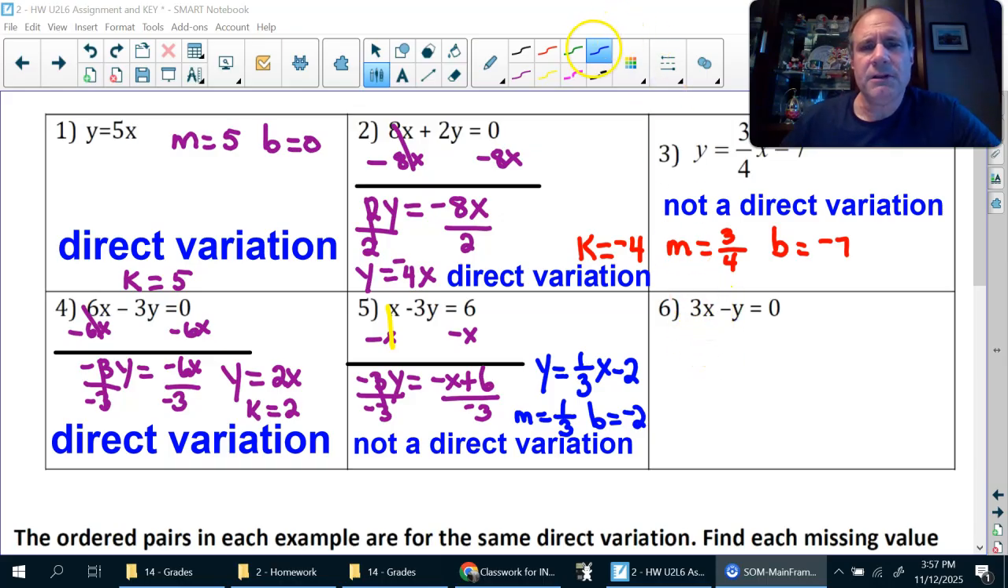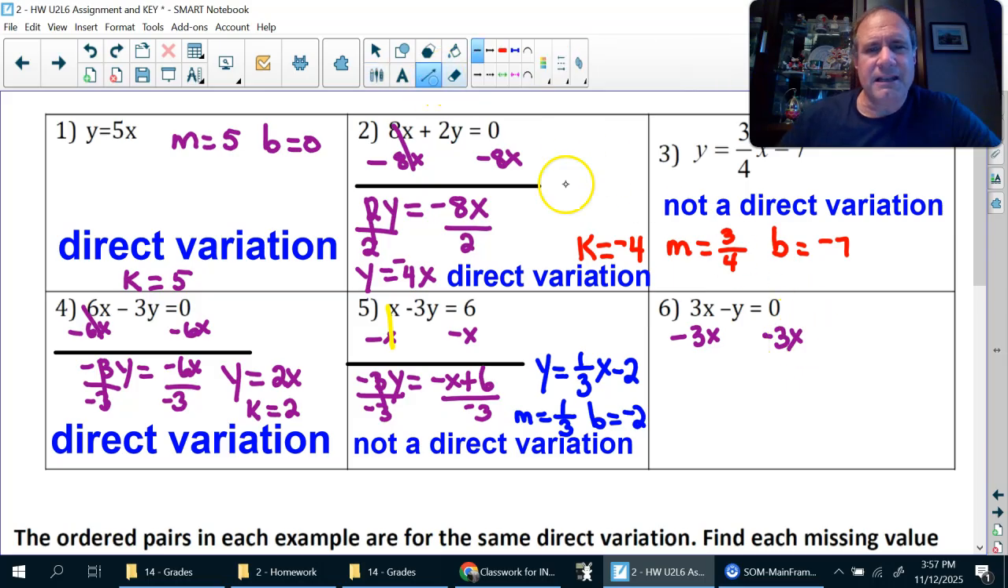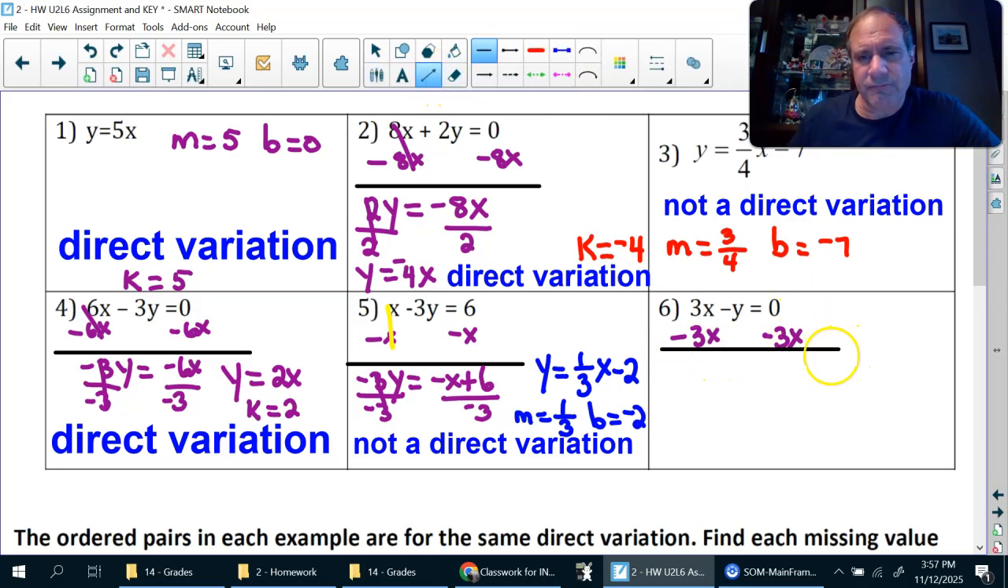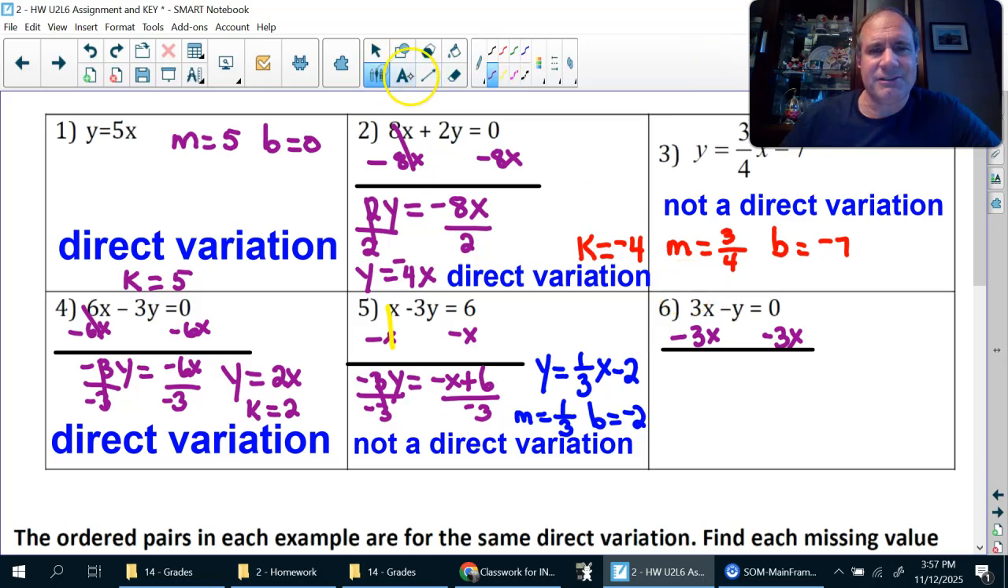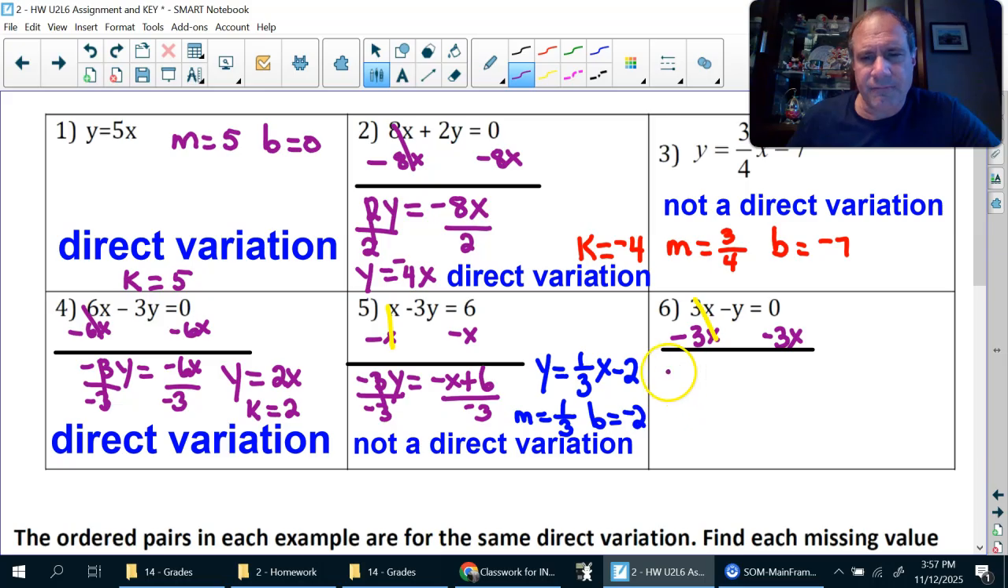All right, one more. I'm going to say this is a direct variation. So we're just going to minus the 3x on both sides. And we're going to see that we have that 0 there, that I know it is a direct variation right off the bat without even solving for it. But if they want you to solve, you have to know how to solve for this, for y equals mx plus b. Remember, when you have a negative y, you're going to have to divide that by negative 1 to get rid of that negative. And we're going to cancel out the negatives, and we're going to get y equals 3x.